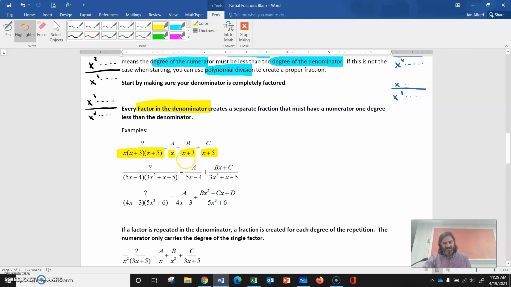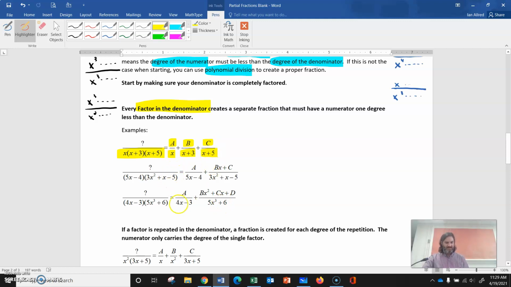Now when you set these up, you need a numerator as well. The numerator must be 1 degree less than the bottom. So over the x, which is to the first, we'll have just a constant. That's degree 0, just a constant. Over the x plus 3, we'll have just a constant. Over the x plus 5, we'll have just a constant. So we'll call those different constants a, b, and c. So it'll break into a over x plus b over x plus 3 plus c over x plus 5.